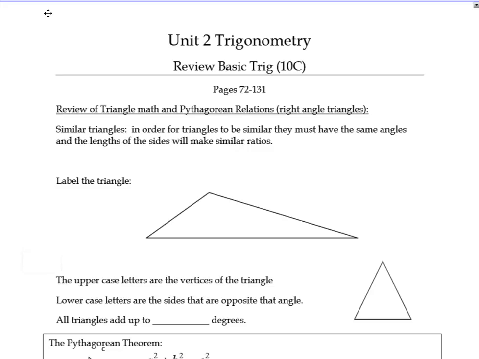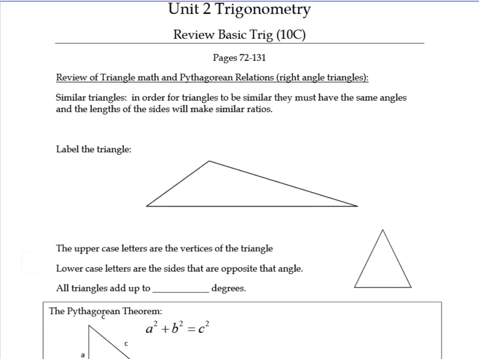Some things are new, some things are not new. Similar triangles. Do you remember similar triangles from grade, I think 9, 8? In order for triangles to be similar, they must have the same angles, and the lengths of the sides will be at a similar ratio. So that's a grade 9, I think, concept.